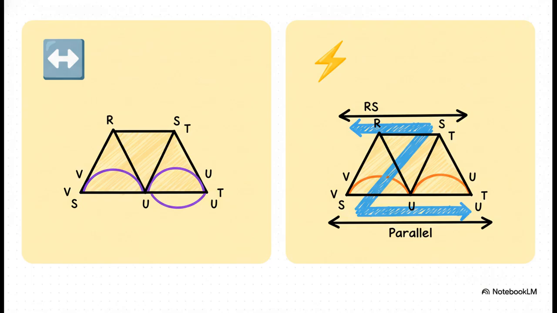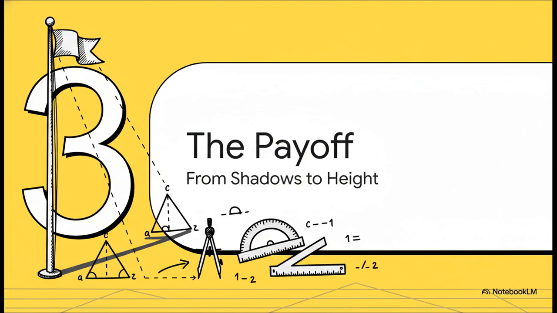Second, because those top and bottom lines are parallel, you can actually trace a Z shape. And the angles tucked into the corners of that Z, angles S and U, they're called alternate interior angles, and they are always a perfect match. So there you go, two pairs found. These triangles are similar.